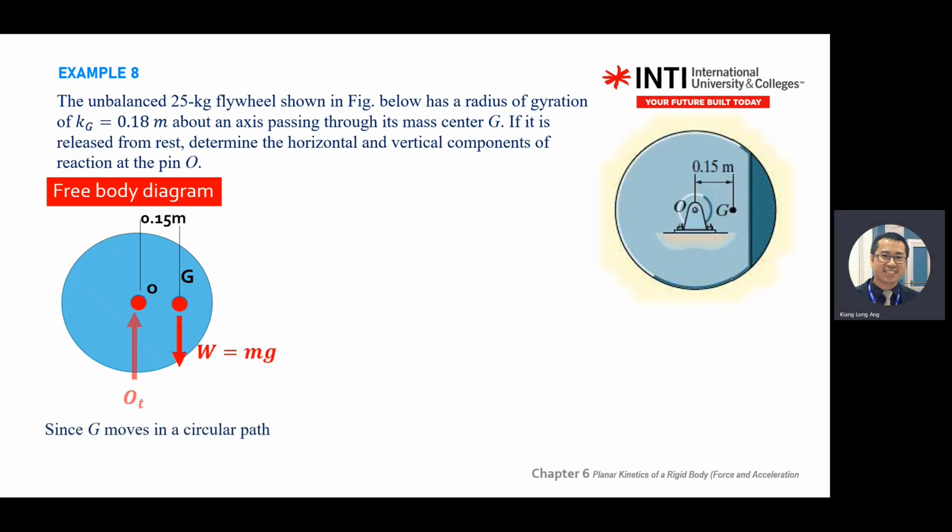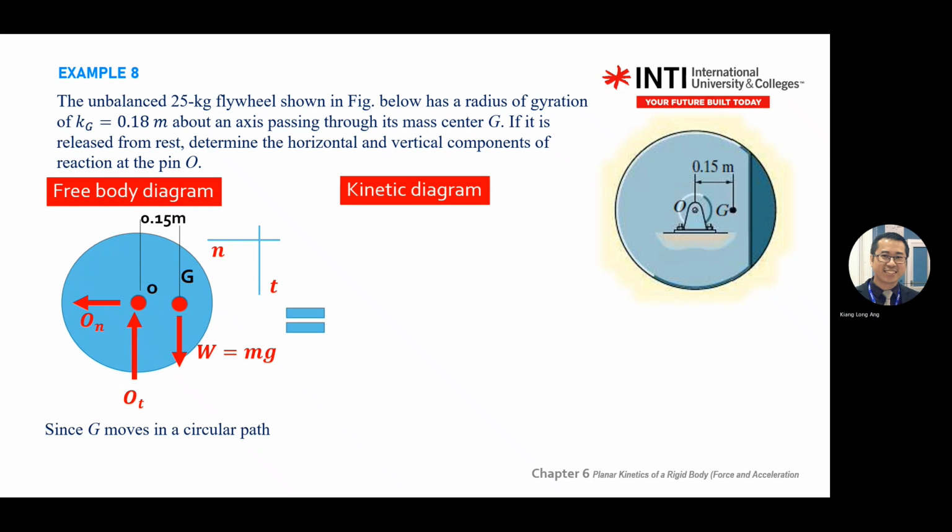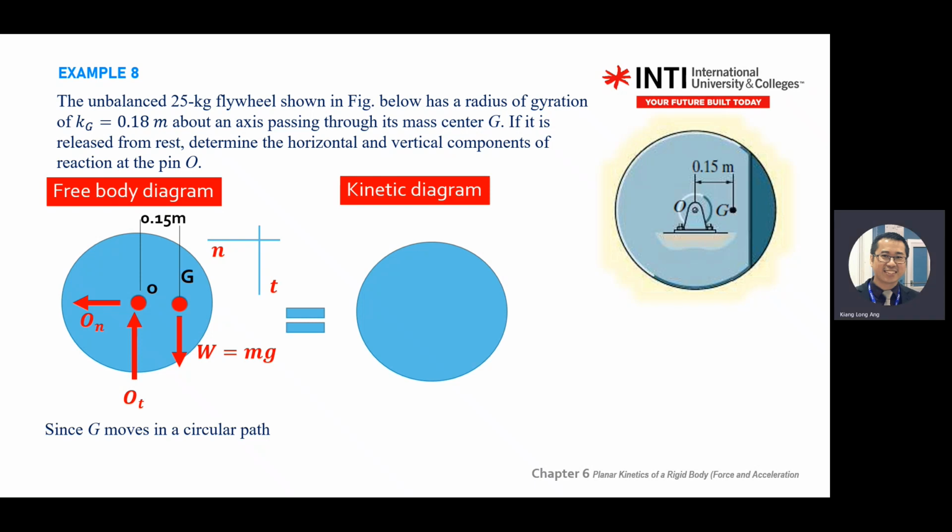So weight goes down. We have this one, and this one rotates circular. So tangent goes down, normal goes inside. Okay, so kinetic diagram. What is expected? What should be in your kinetic diagram?